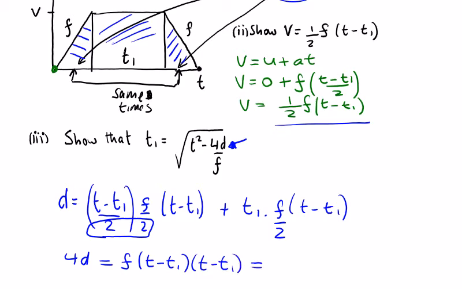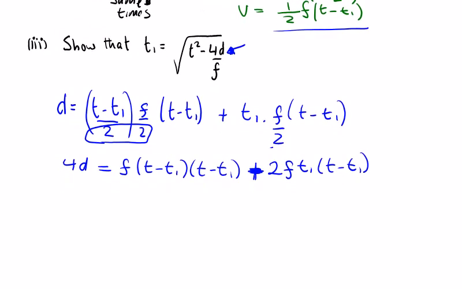And that's going to be equal to, I'm going to still have a 2 here. The 4 multiplied by 4 will give me a 2 on top. 2 times f times t1 by t minus t1. That shouldn't be an equal sign, it's a plus sign. So let's see what happens. Well, we can divide by f, definitely. We want 4d over f, so now we have the 4d over the f.